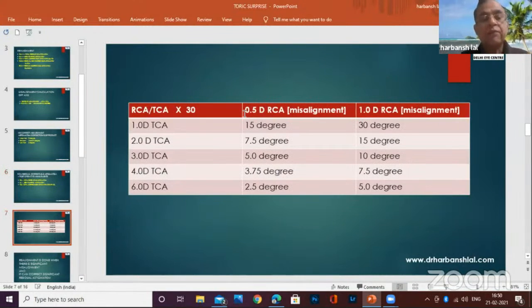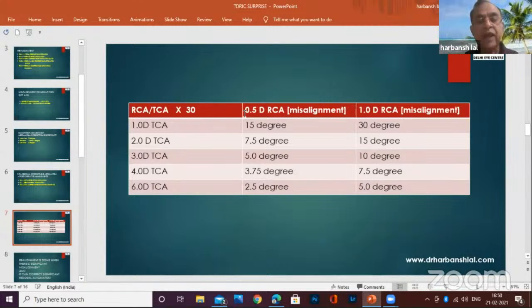Now, let's say the patient has a total correctable astigmatism, that means the IOL can, I have taken it in a very simplified manner, is one diopter at the corneal plane. And if there is a residual astigmatism of 0.5 diopter, that means the misalignment is by 15 degrees. And if it is a 2 diopter lens, then 0.5 diopter of correctable astigmatism means misalignment is only 7.5 degrees. But if it is a 3 diopter, it is 5 degrees. If it is a 4 diopter, it is 3.75 degrees.